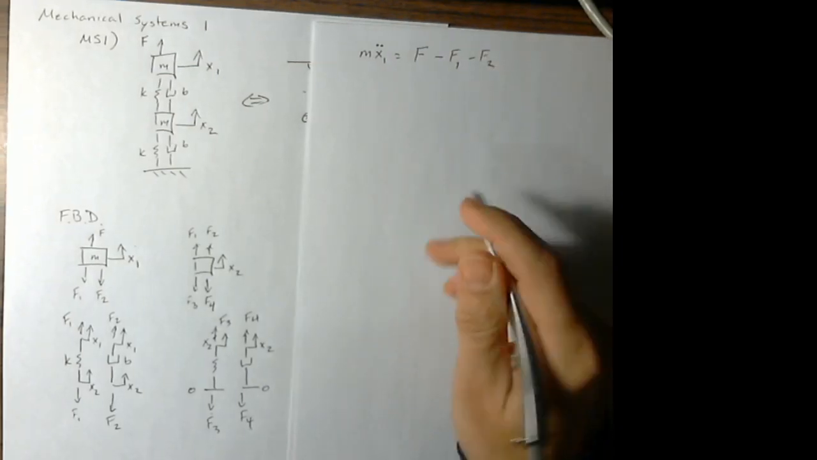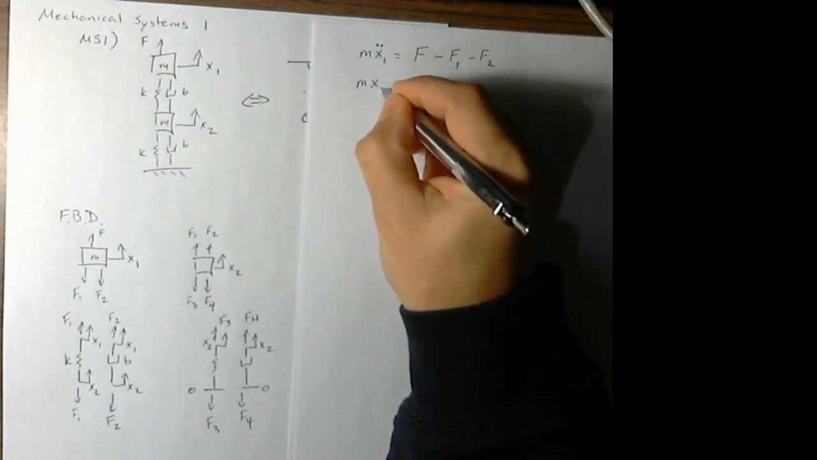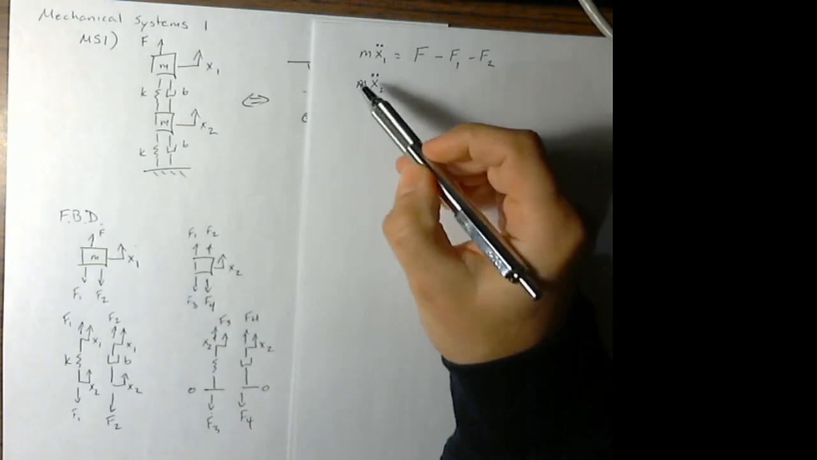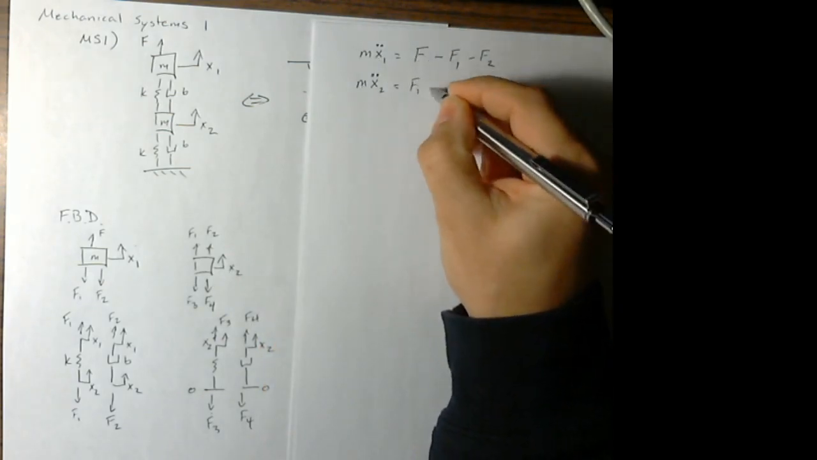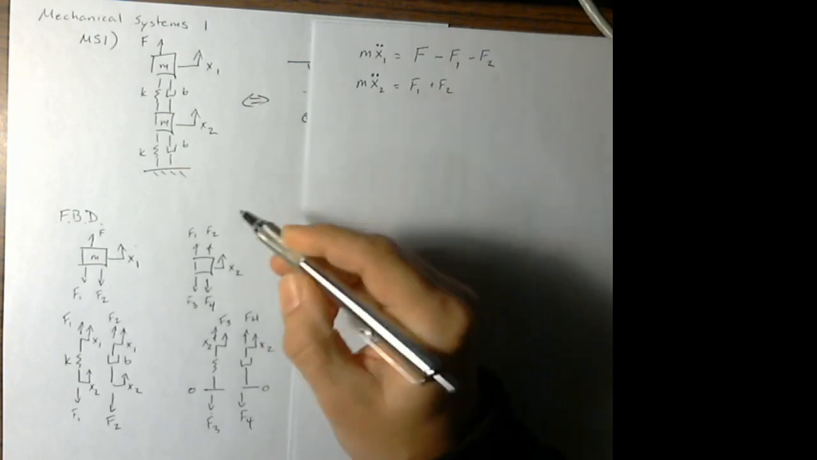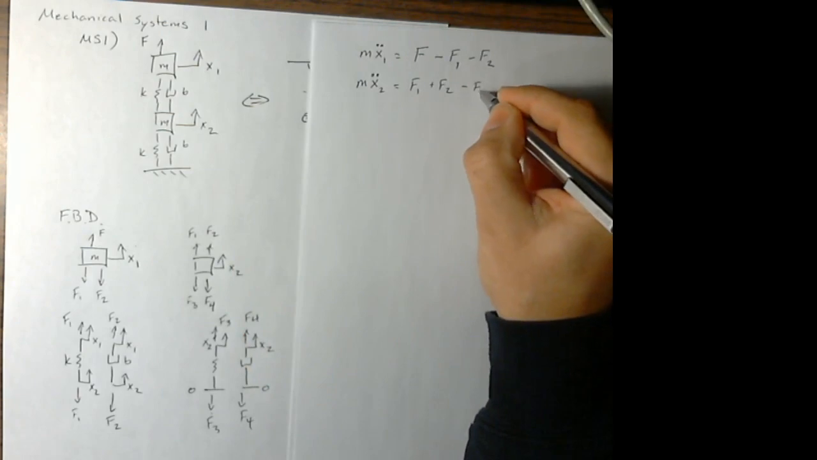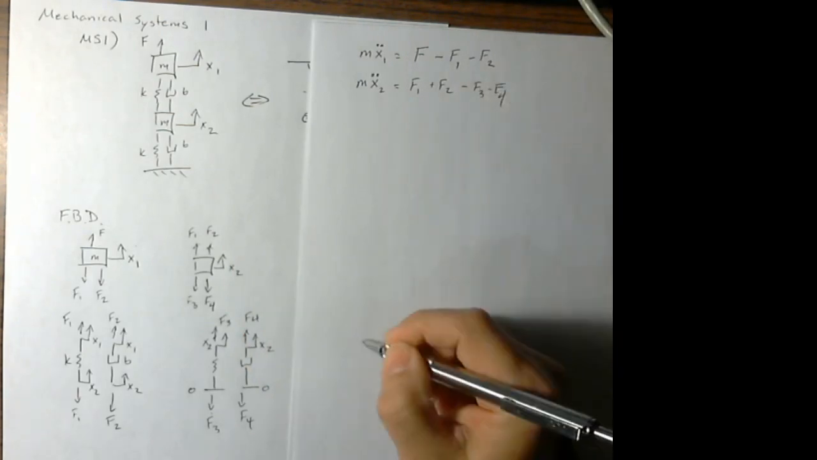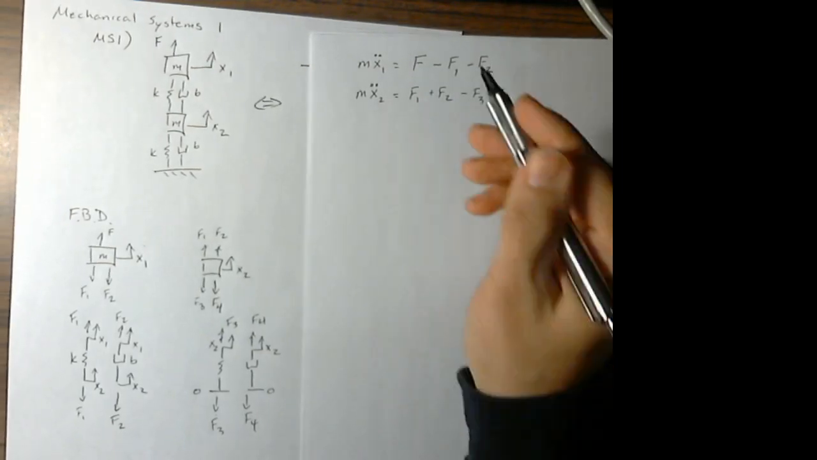We can apply the same approach to get the equation for x2 here. m x2 double dot is equal to F1 plus F2. They are positive in this diagram. And we'll have a negative F3 and negative F4. Alright, so now we just need to figure out what F1, 2, 3, and 4 are.